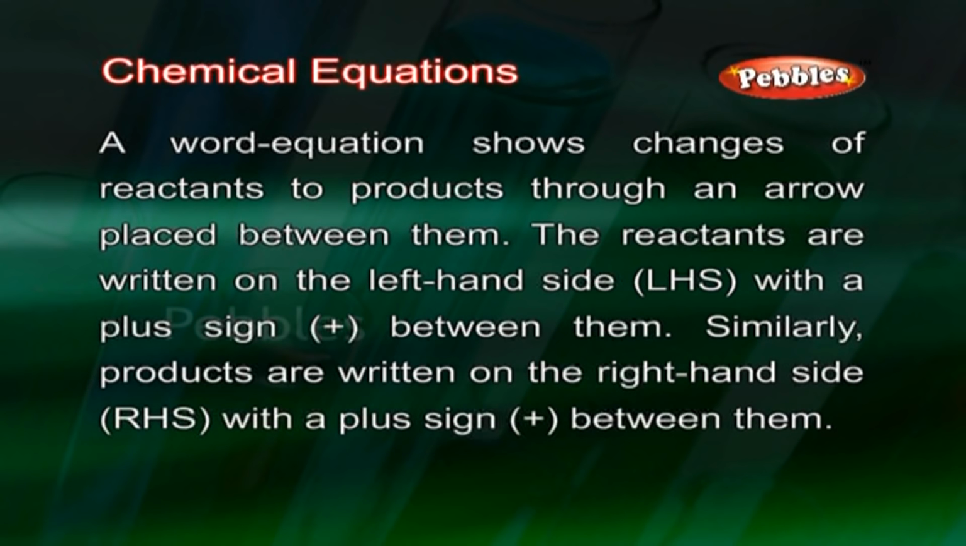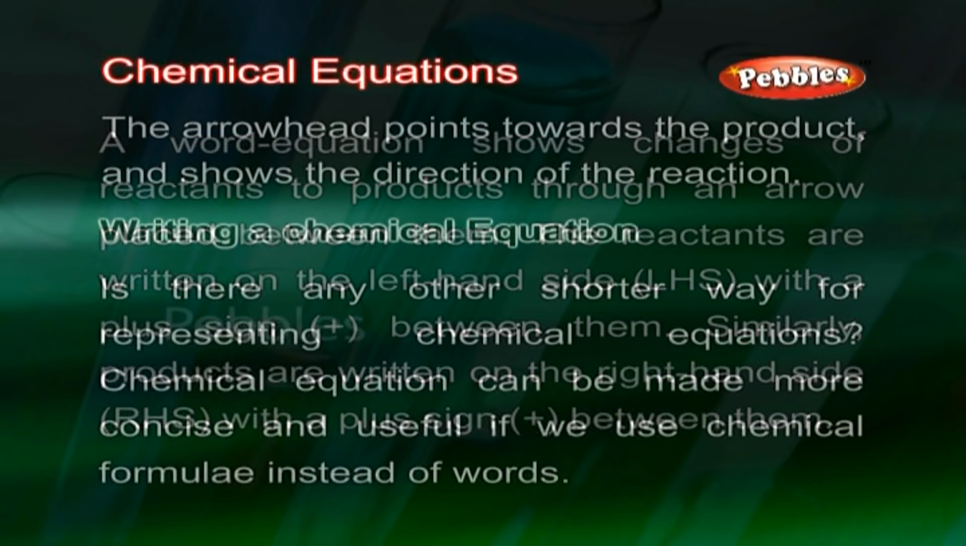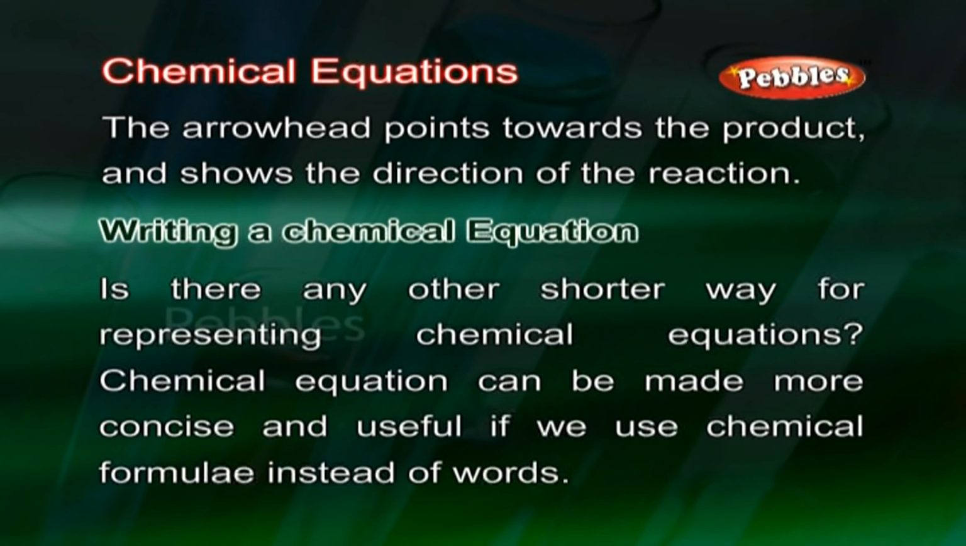A word equation shows change of reactants to products through an arrow placed between them. The reactants are written on the left-hand side with a plus sign between them. Similarly, products are written on the right-hand side with a plus sign between them. The arrowhead points towards the products and shows the direction of the reaction.